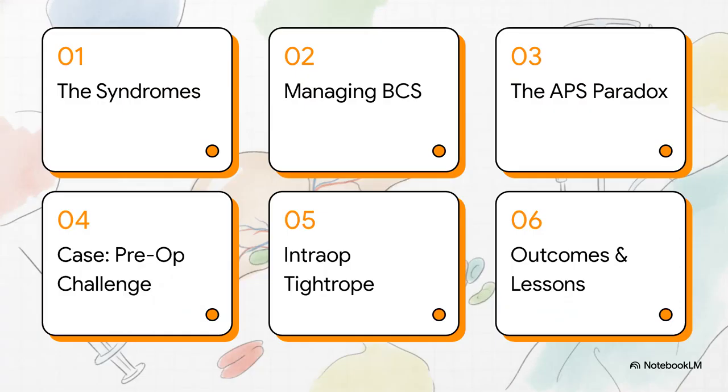So here's how we'll break it down today. We're going to start by building a really solid foundation, exploring the pathophysiology and management of these two core syndromes. Then we're going to put that knowledge to the test. We'll look at a really challenging pediatric case, and we'll walk through everything: the preoperative assessment, the dynamic intraoperative tightrope walk we had to perform, and of course, the crucial clinical lessons we can all take away from this incredibly complex anesthetic.